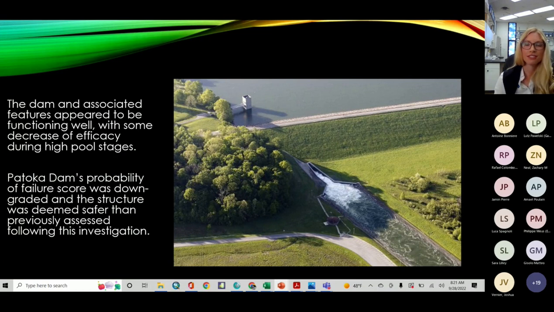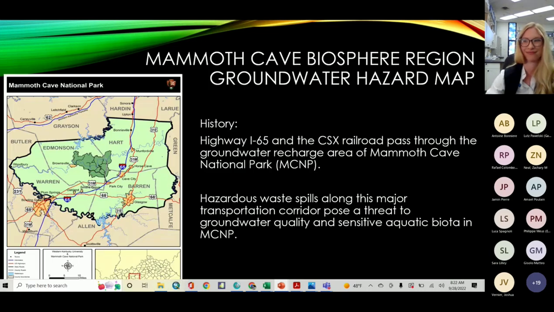This can then reduce the risk of catastrophic failure, saving lives, and of course, preventing loss of huge financial sums and allowing the dam to continue to serve as a flood control mechanism as well as recreational and stimulus to the local economy. Ultimately, they did downgrade the probability of failure for this dam. So that was another win.